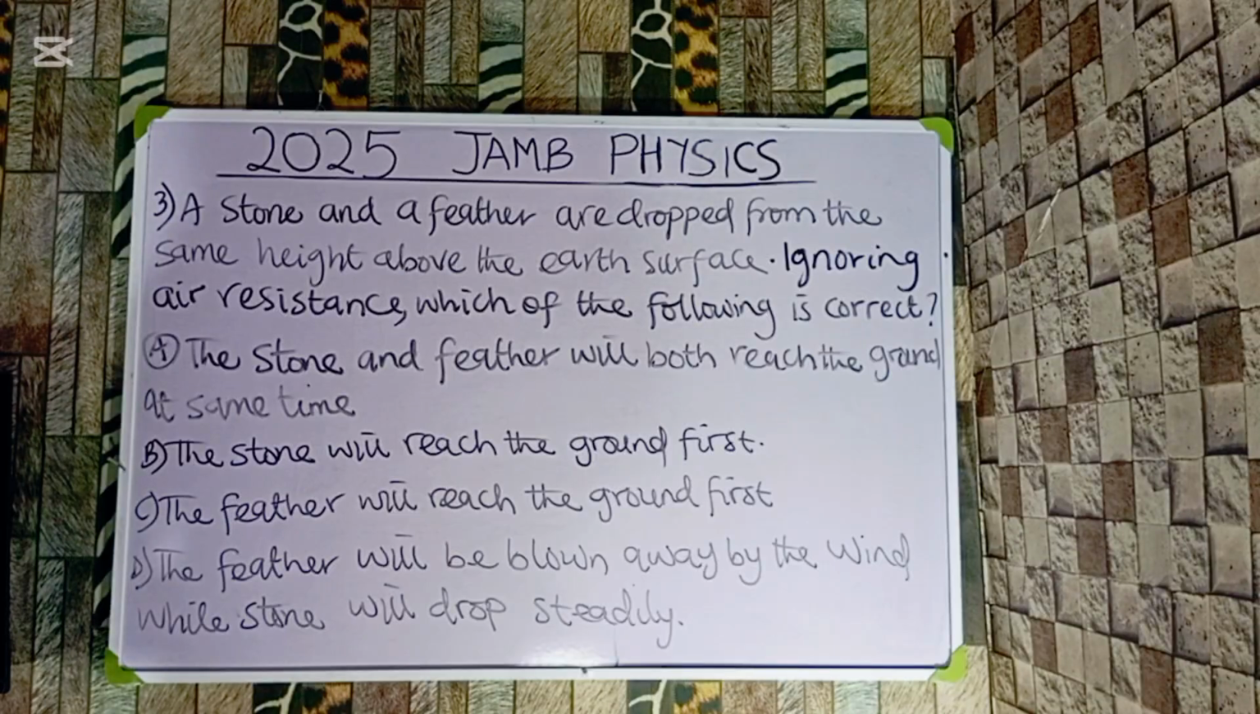A stone and a feather are dropped from the same height above the Earth's surface. Ignoring air resistance, which of the following is correct? A. The stone and the feather will both reach the ground at the same time. B. The stone will reach the ground first. C. The feather will reach the ground first. D. The feather will be blown away by the wind while the stone will drop steadily.